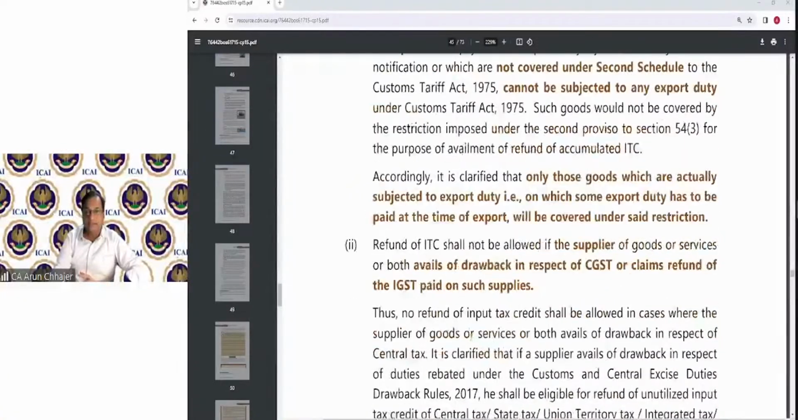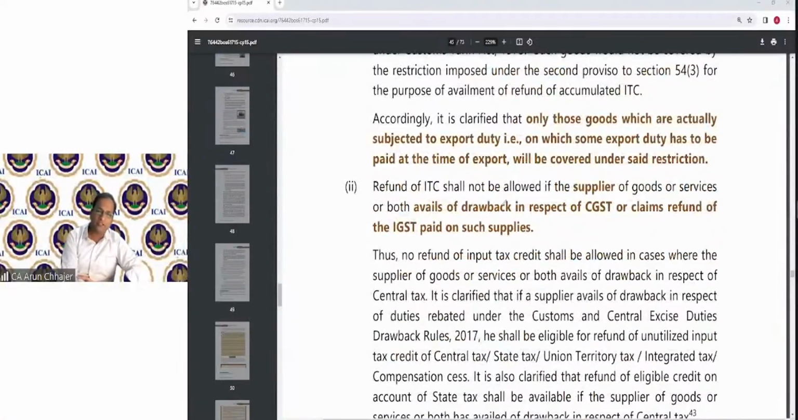ठीक है. देन वन कॉन्सेप्ट इज ड्रॉबैक. Refund of ITC shall not be allowed if the supplier avails the drawback in respect of CGST. See, पहला यहां तक पढ़िए, if he has taken the drawback in respect of CGST, अगर वो ड्रॉबैक ले रहा है तो उसको रिफंड नहीं मिलेगा. सीधा सा बात है, डबल बेनिफिट नहीं मिलेगा.